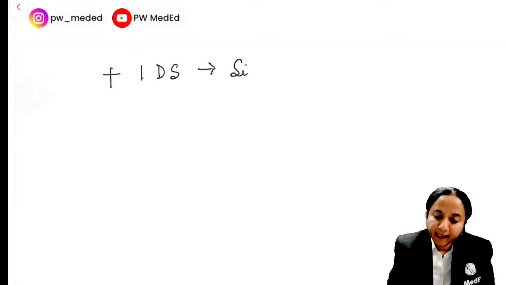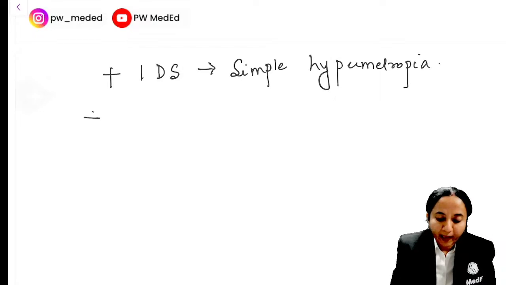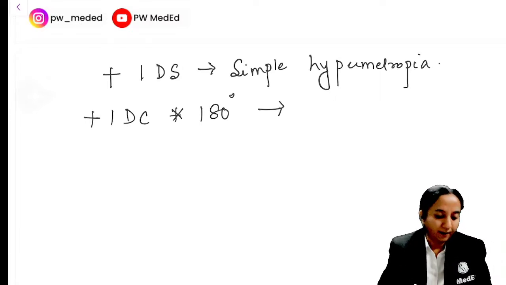Correct. This is a simple hypermetropia. Very good. Now suppose I say plus 1 diopter cylinder at any axis. Suppose I say 90 or I say 180. Then what will we call this?